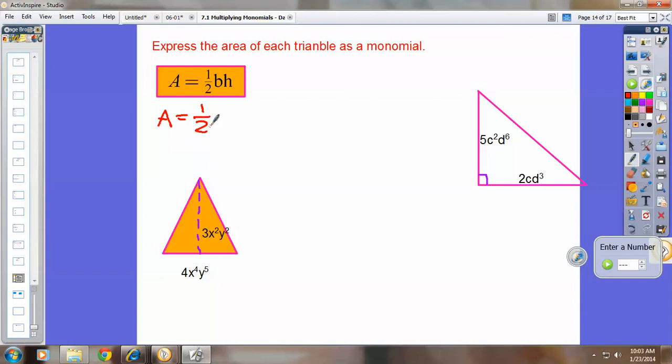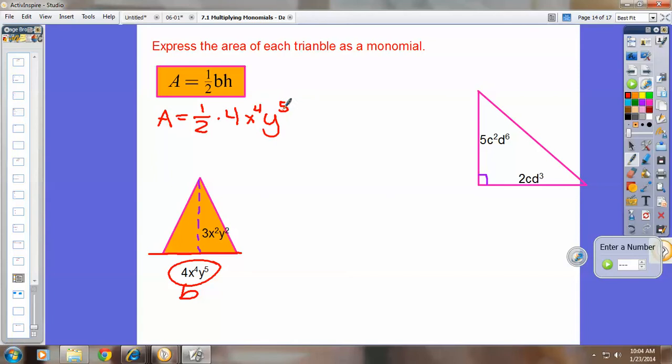It's 1/2 times the base. Well, what is the base? What's the expression? It's not a number, it's an expression. 4x to the 4th, y to the 5th. Yeah, we consider this the base of our triangle, don't we? That's our base, b. So I'm going to put this expression in for b in my formula.